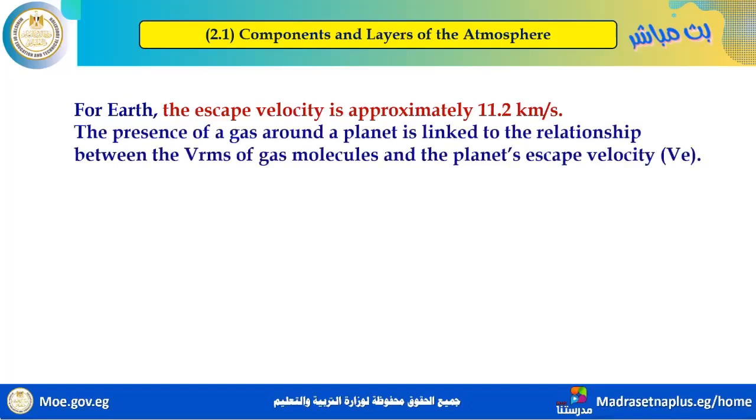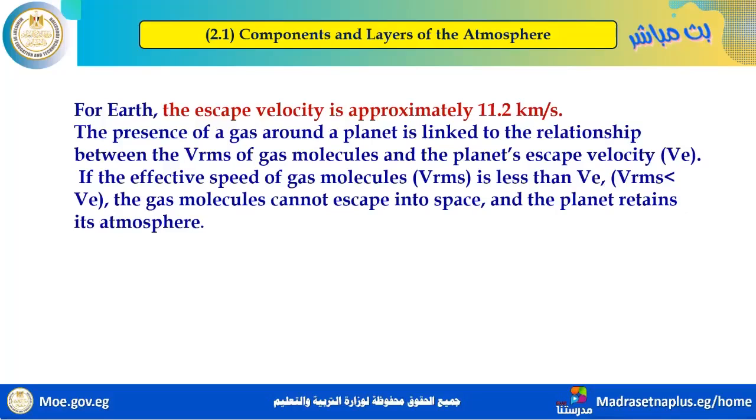The presence of a gas around the planet is linked to the relationship between the mass of a gaseous molecule and the planet's escape velocity. If the effective speed of the gas molecules, VRMS, is less than VE, the gas molecules cannot escape into space, so the planet can keep or retain the gas in the atmosphere. So if VRMS is less than VE, the molecules cannot escape from our planet.